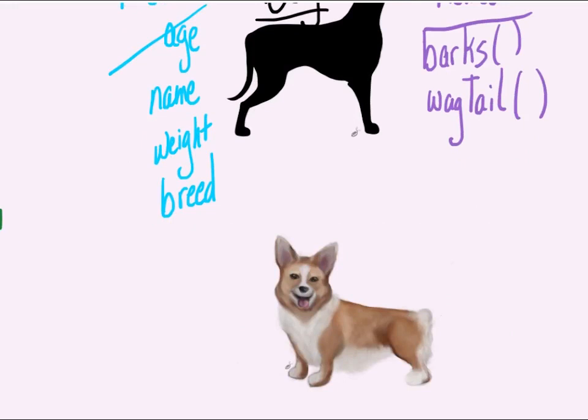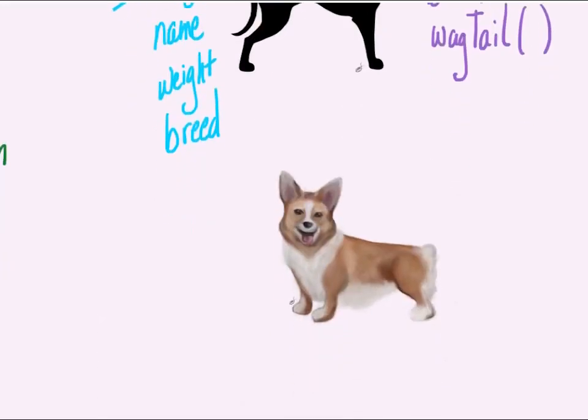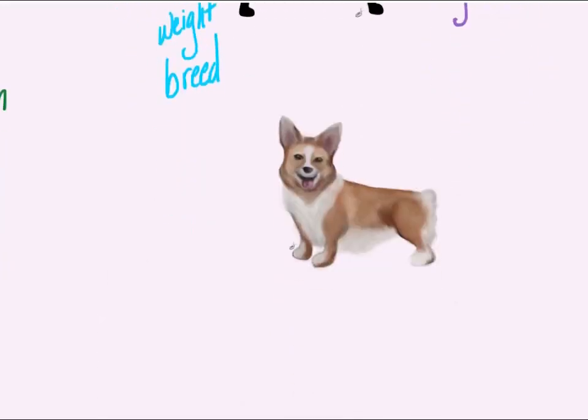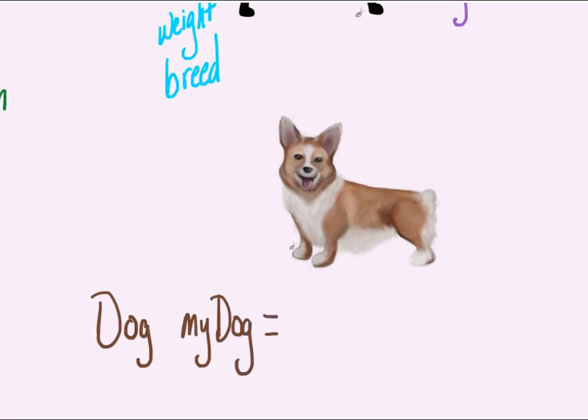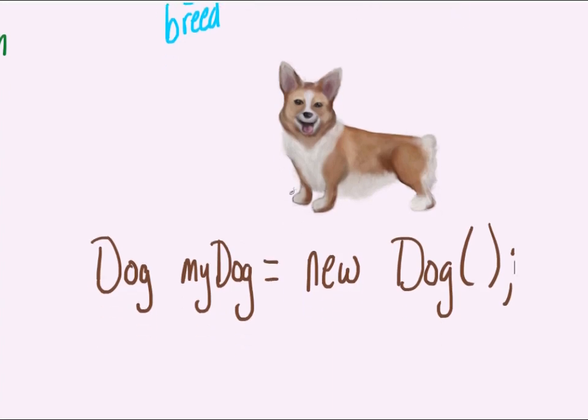So if we were talking about defining this, then we would do something like this, where we would say dog. We're instantiating a new variable of type dog, and let's say that the variable name is just my dog, and I'm going to actually create one of these. So I say new, and I'm creating a new dog. So now I can initialize all those fields of my dog.